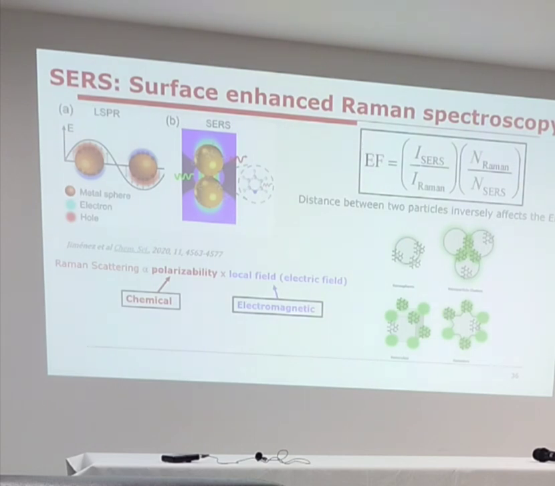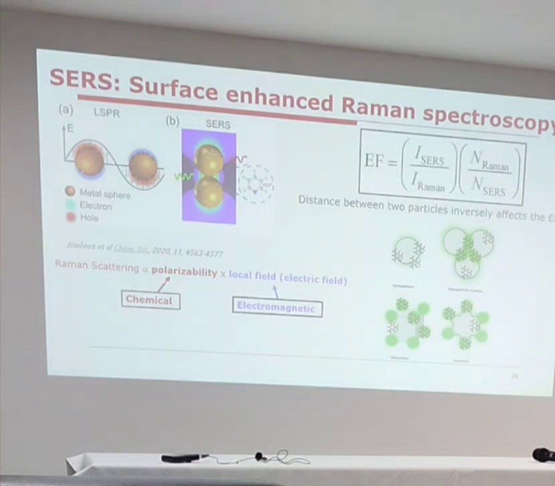You can see the SERS intensity over the normal Raman intensity, divided by, at the same time, the concentration of the Raman divided by the concentration of the SERS. Usually we do SERS experiments at low concentrations, so that even at the lower concentration we get very high intensity. This is how exactly SERS goes.